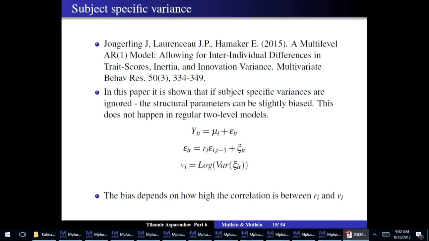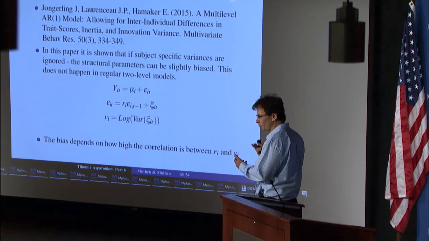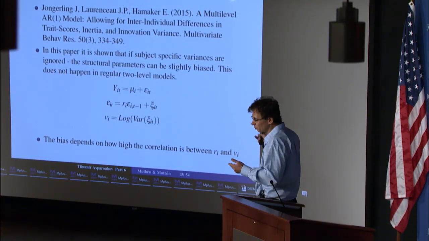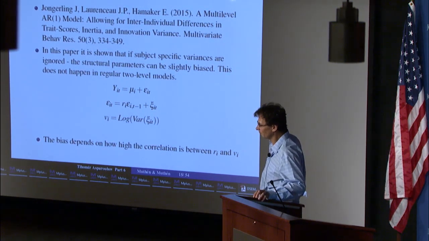Now, in this paper, they showed that you can get the structural parameters to be biased unless you account for the subject-specific variance on the within level. It's very raw evidence that is kind of hard to argue against. And so we had to actually implement it. It was a gun-to-the-head sort of situation.